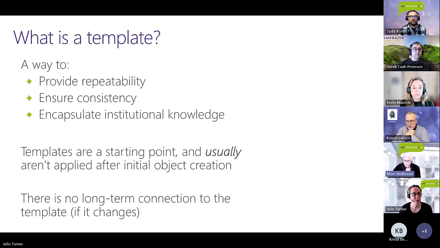Then the last point at the bottom, there's no connection to the template that you've used. In other words, unless you do something special, once you apply that template in the beginning, you're free to diverge from there. There's no connection to the template, in that if you add something to the template, it doesn't automatically apply to the object that you've used the template to create. Okay, so you're saying if we change our pewter mug template, all existing pewter mugs won't automatically have a second handle?